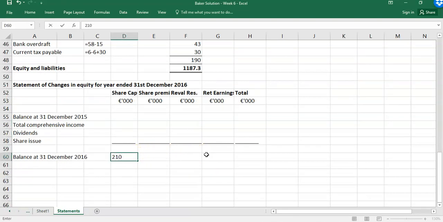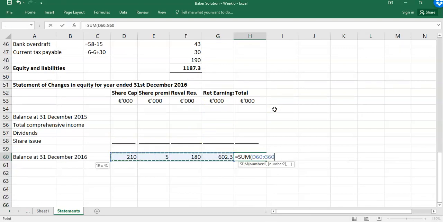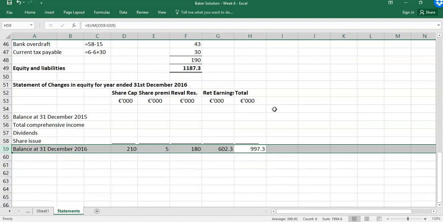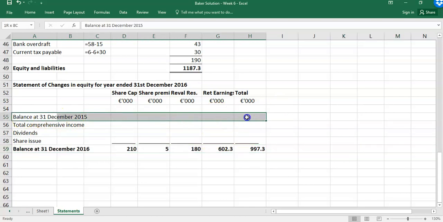Closing share capital is 210. This is 5. This is 180. And the closing retained earnings is 602.3. So there's nothing new here. You've done all this before. That's why you have to do the statement of changes in equity last. You must have everything else done before you look at the movements here. And we're trying to reconcile to our opening balances.